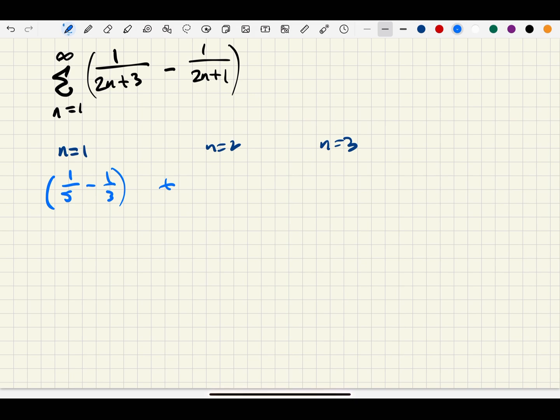Now, it's a series, so I'm adding them up. The second one would be 1/7 minus 1/5, right? And then the third one, I'd have 1/9 minus 1/7. Now I'm starting to see a bit of a pattern here. That 1/5 is positive, and that 1/5 is negative, so they're going to cancel. That 1/7 is positive, and that 1/7 is negative, so they're going to cancel.